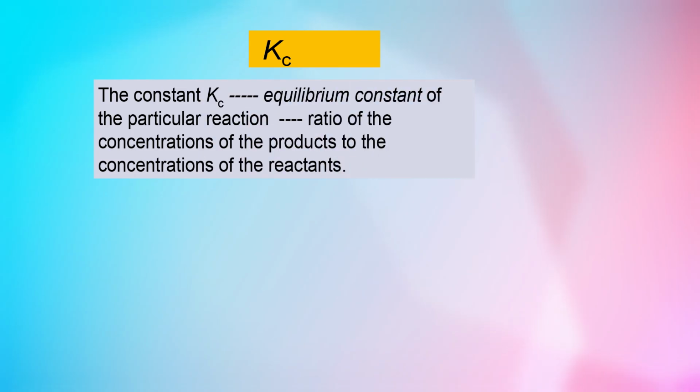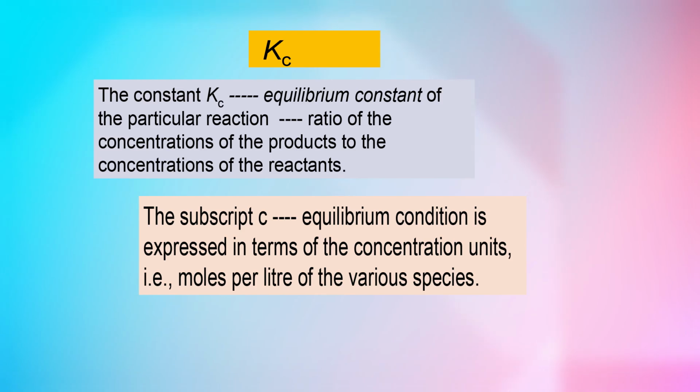Okay? Next you see Kc. This is the equilibrium constant of the particular reaction, which is the ratio of the concentrations of the products to the concentrations of the reactants. Always the products will come in the numerator and the reactants will come in the denominator for the equilibrium constant. Now, the subscript C means the equilibrium condition is expressed in terms of the concentration units, that is moles per liter of the various species.